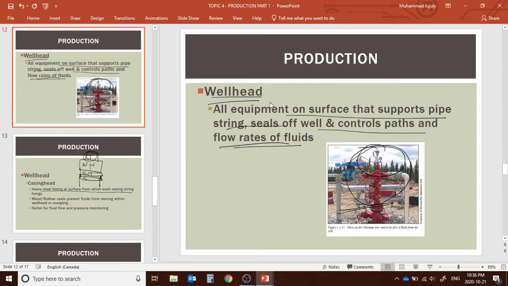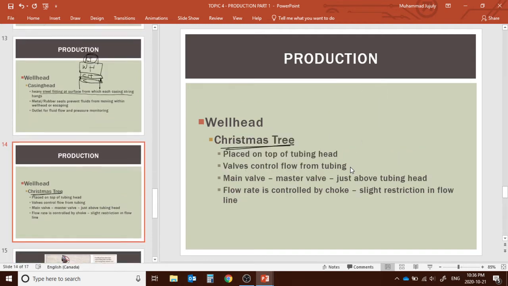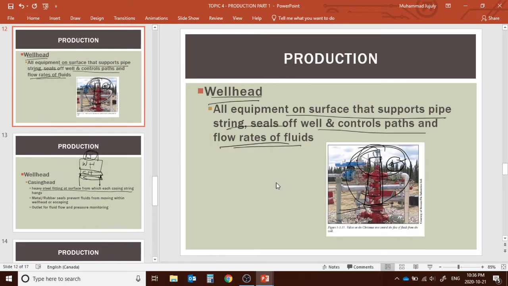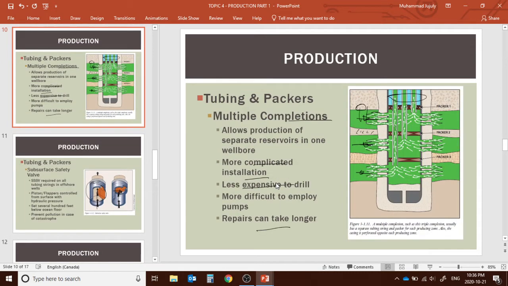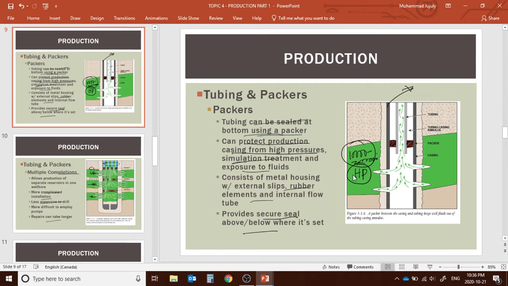So the Christmas tree is the name of the tree. It's not the real Christmas tree like that. It's not this pine tree actually, but instead it is a stack of valves like this. So what it does, it's not for the decoration, that's for sure. So what is it for? This is a kind of stack of valves to control the flow from the tubing. Just imagine here the fluid is at very, very high pressure. As I said, sometimes it's like 10 to 20,000 psi.